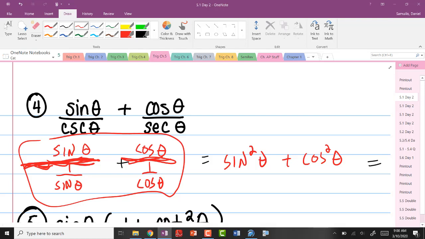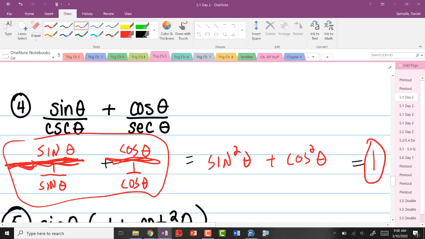By the way, what's the final answer? 1. This simplifies to 1, and understand what we're doing. We're simplifying. All of that equals 1? Yes, it does.